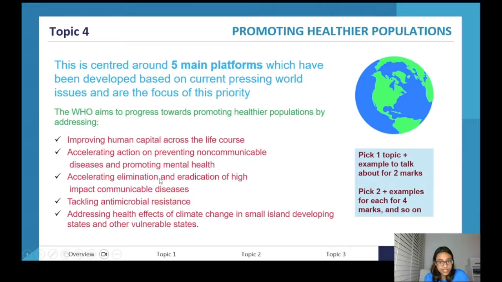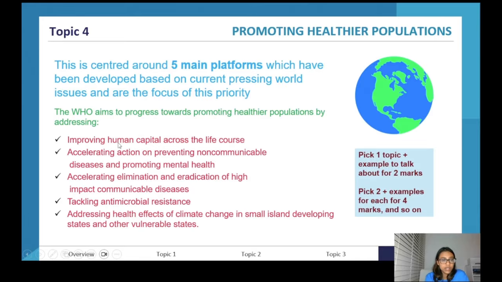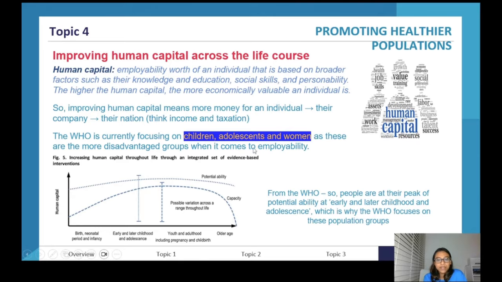So we've got our topics again here, and again, talk about for 2 marks versus 4 marks versus 6, 8, etc. Then we've got a couple of slides about some of these. So we've got our first one, improving human capital across the life course. We've got a slide on here. So that's the definition of human capital, what it means.